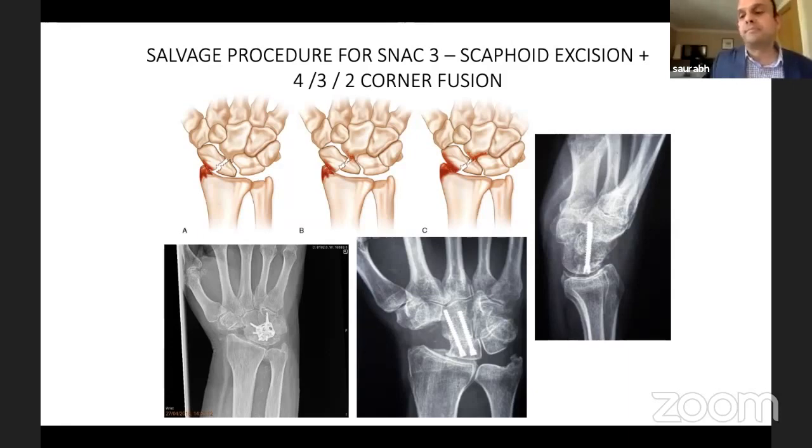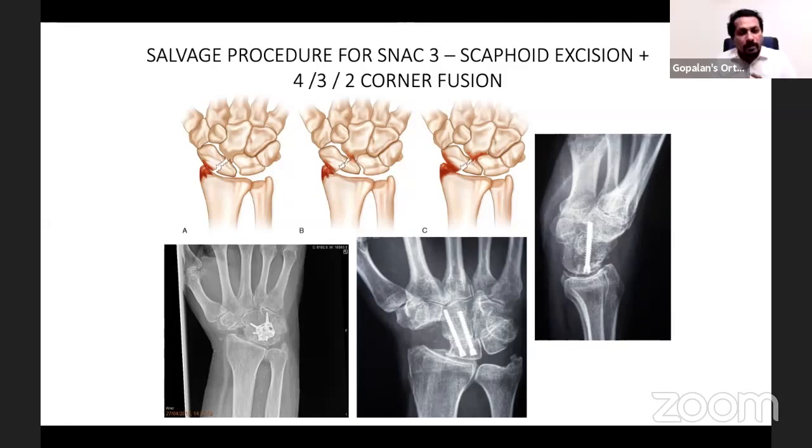Just neutral is fine. Okay, and you don't immobilize the thumb? No, because again, if you're moving the thumb, it does create some movement at the scaphoid fracture site, but it's not a big enough movement to delay healing. So that is why there's no need to include the thumb.